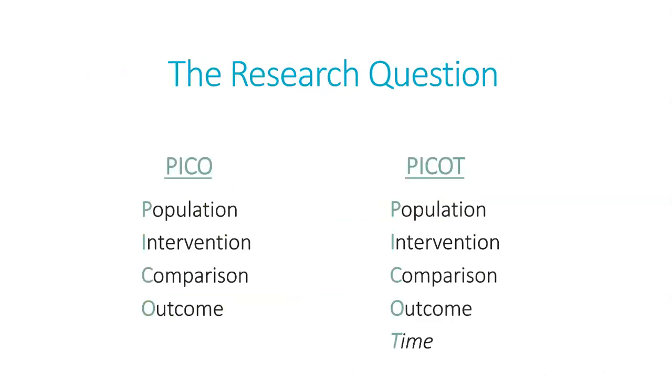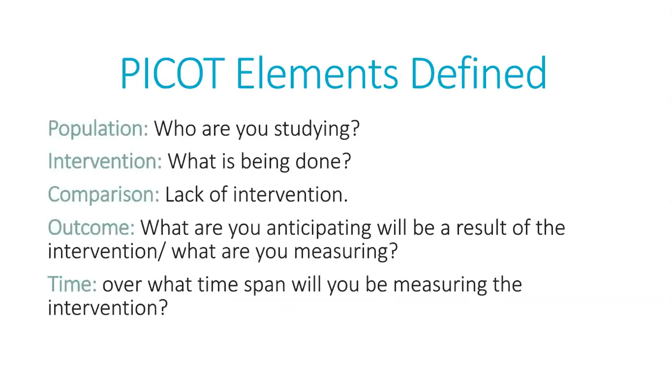Now we're going to talk about the research question. As I mentioned prior, in nursing, we can use one or the other, the PICO or PCOT question. The PICO question involves population, intervention, comparison, and outcome, whereas the PCOT question is the same exact thing, except we also add a time frame to that. So what does this mean?